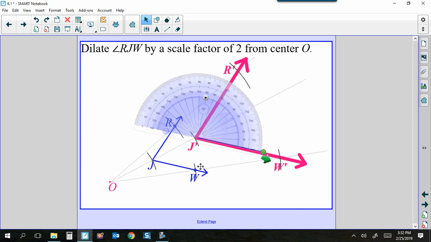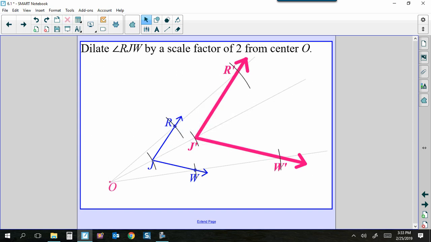Remember, the arrows mean infinite. So I can make that just as long without changing the actual dilation. The angle did not change. So you could pick up RJW prime and put it on top of RJW and it'd be the same. You should be able to, yes. That's pretty cool. So this is a huge thing that you guys, I would write this at the top of page 18.